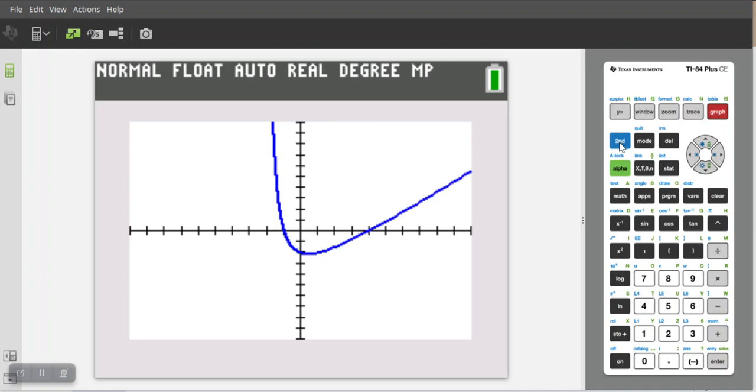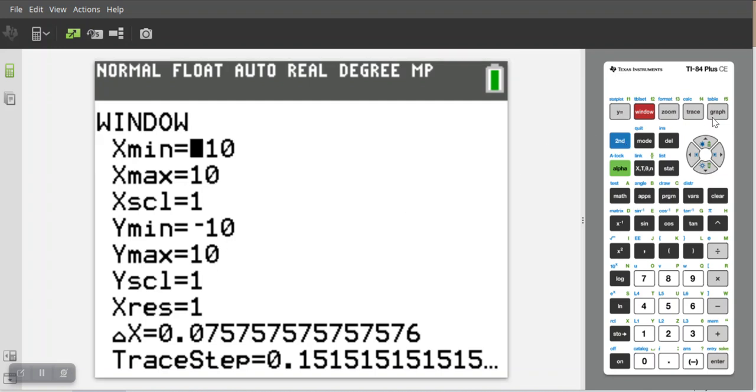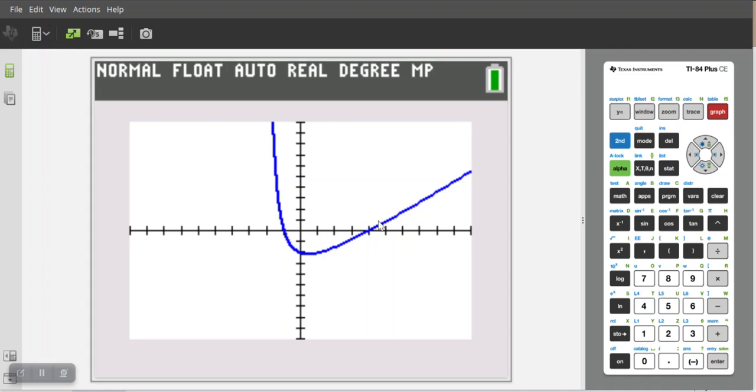And just to show you, the graph here is a pretty typical window, negative 10 to 10, negative 10 to 10. Right, so here is my graph, and it does exhibit some interesting behavior. It appears as if we have a vertical asymptote at x equals negative 2, which, if you remember the definition of the function, that makes a lot of sense. There should be one there.